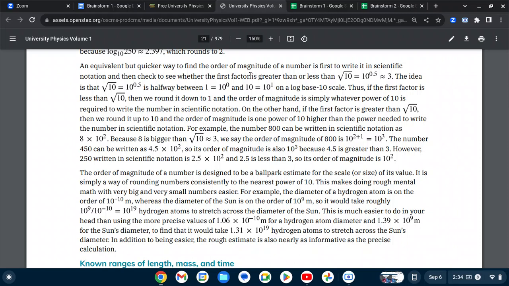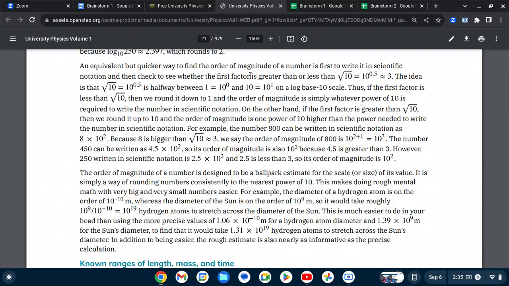On a log-based scale, thus, if the first factor is less than root 10, then we round it down to 1, and the order of magnitude is simply whatever power of 10 is required to write the number in scientific notation. On the other hand, if the first factor is greater than root 10, then we round it up to 10, and the order of magnitude is 1 power of 10 higher than the power needed to write the number in scientific notation. For example, the number 800 can be written in scientific notation as 8 times 10 squared. Because 8 is bigger than root 10, it's about 3, we say the order of magnitude of 800 is 10 to the 2 plus 1 power, which is 10 to the 3.